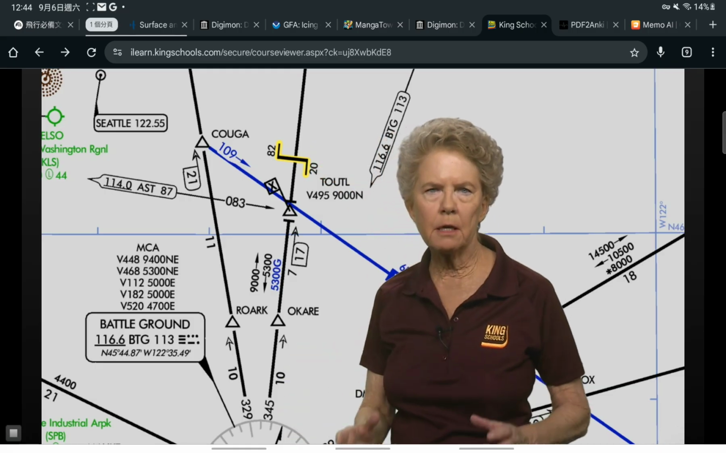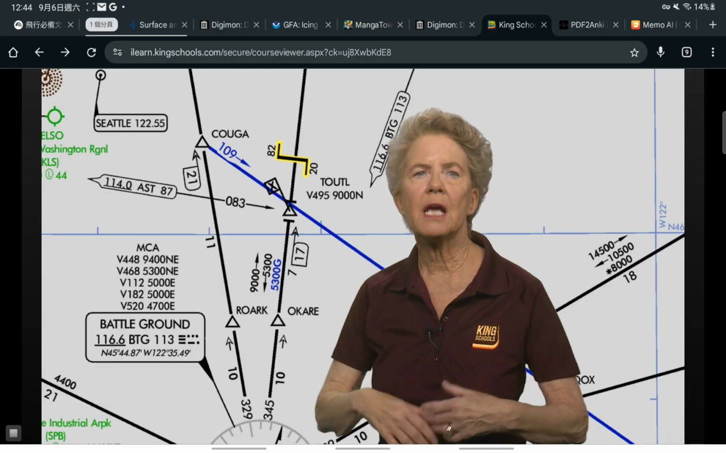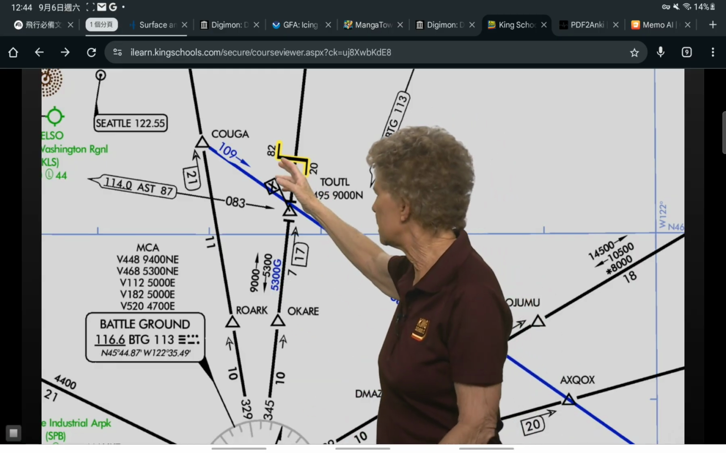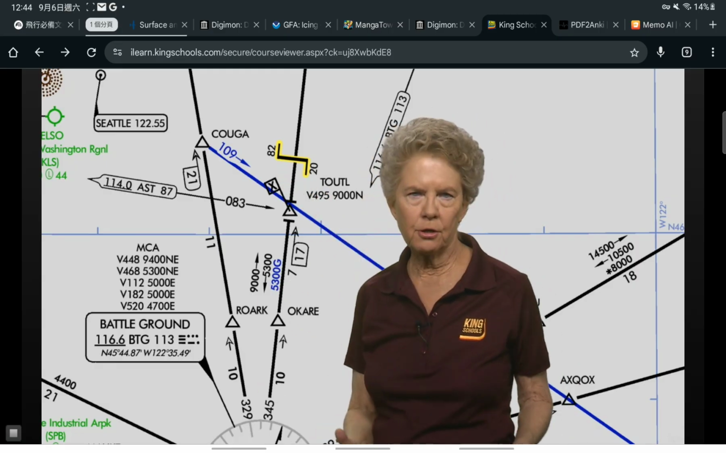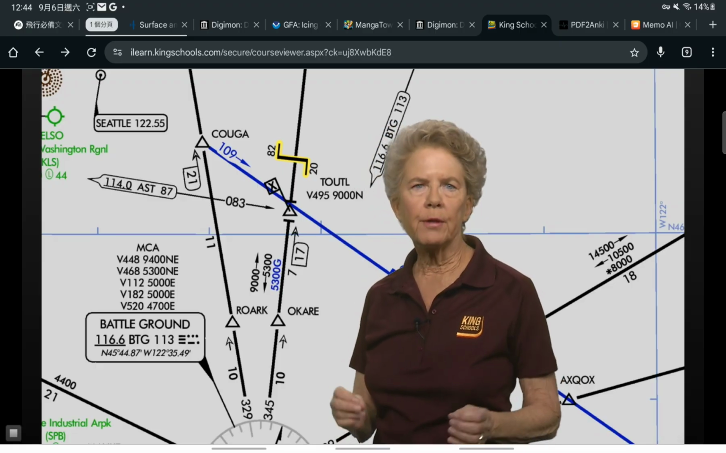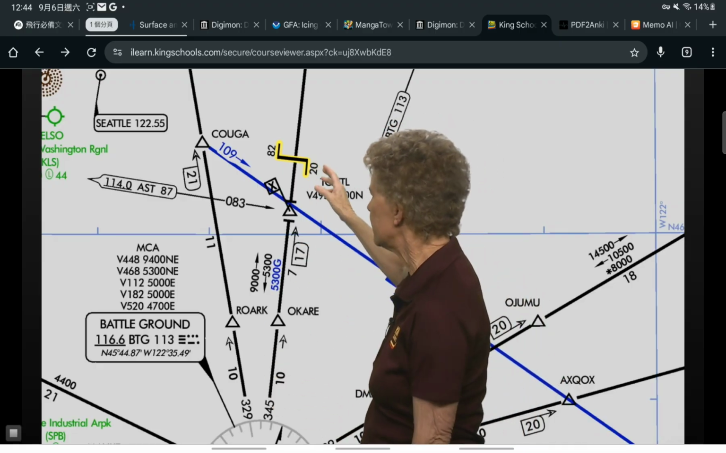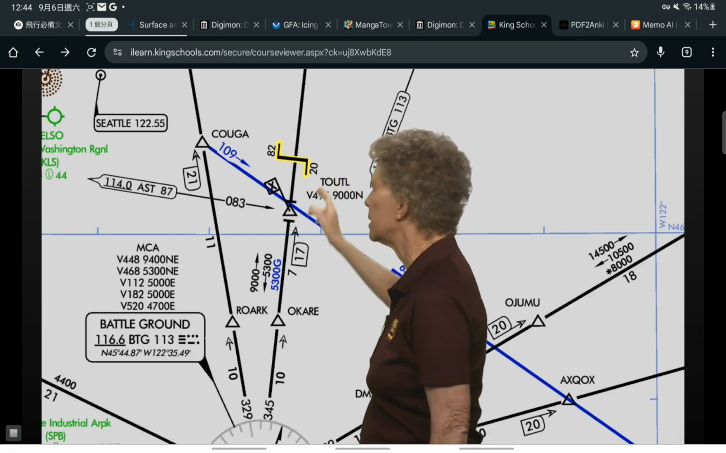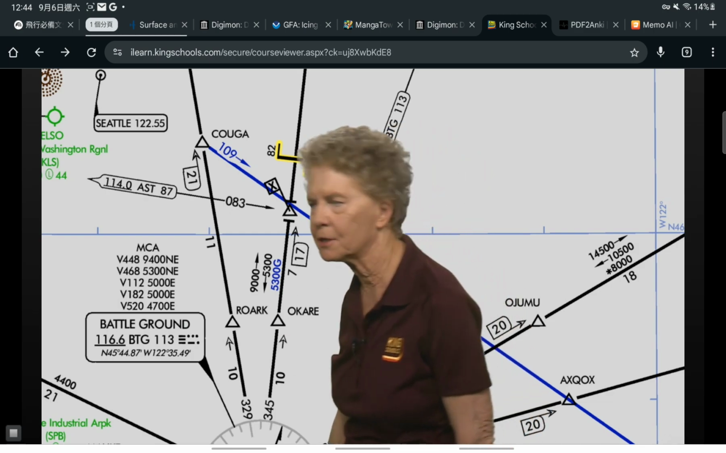If you do not have DME, you just have to estimate when you reach that changeover point based on your ground speed. But the important thing to know is that when this symbol shows up on the airway, that will be the changeover point.